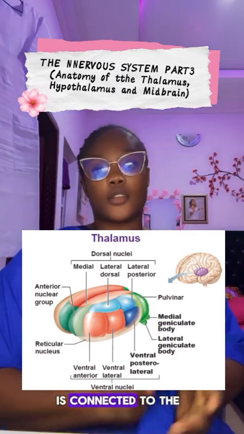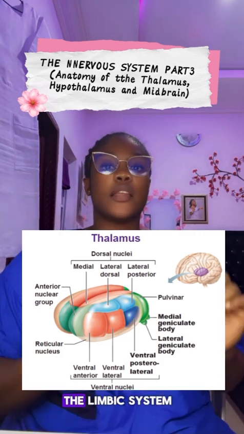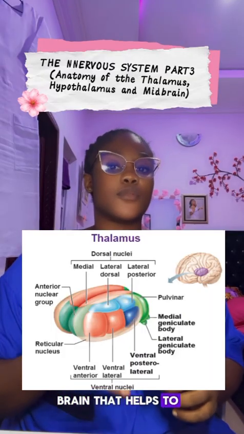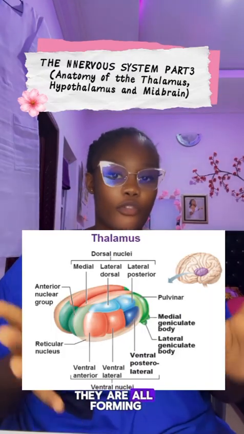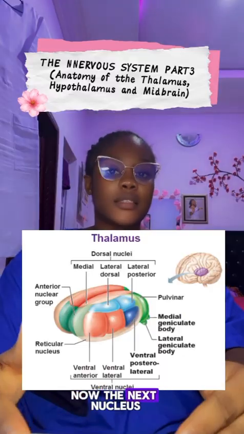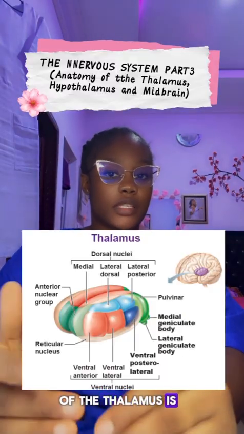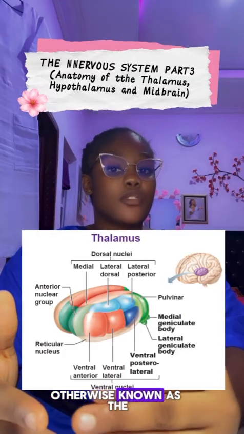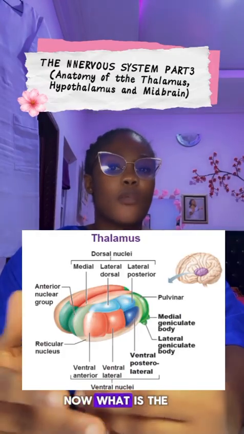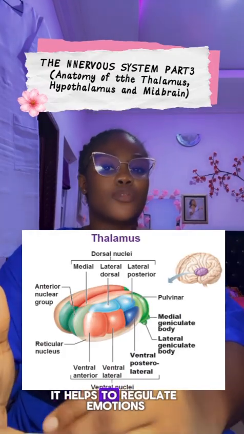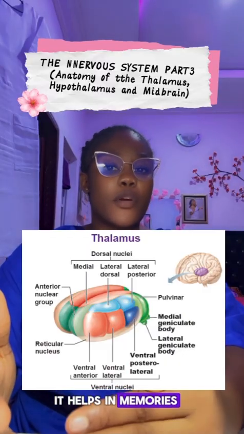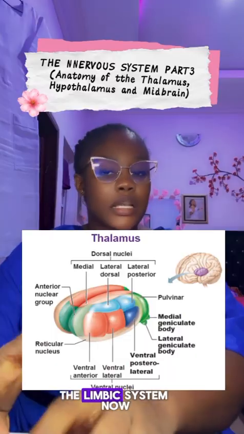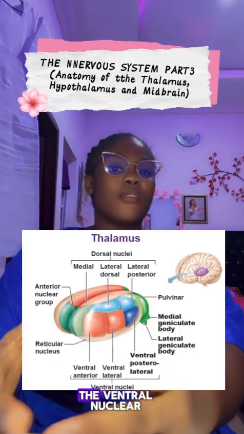So the anterior nuclei is connected to the limbic system. When you hear the limbic system, it has to do with memories and emotions. So those parts of the brain that help to control memories and emotions are all forming the limbic system. Now the next part of the thalamus is the medial nuclei, the medial part. Now the medial nuclei is otherwise known as the dorsomedial nuclei. Now what is the function of the dorsomedial nuclei? It helps to regulate emotions, it helps in memories, and also helps in what? Thinking. That's to say it's part of what? The limbic system.